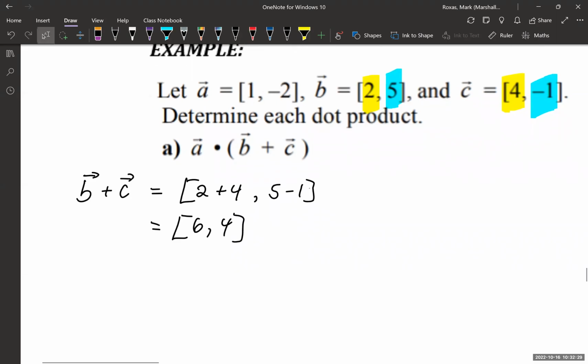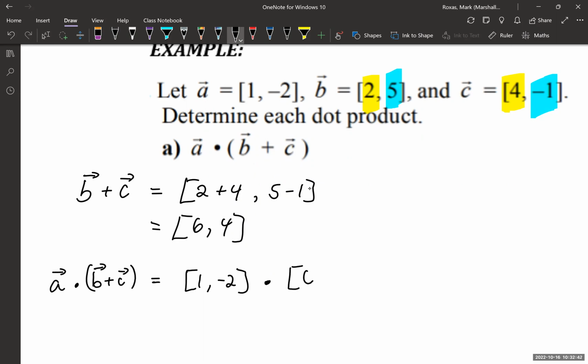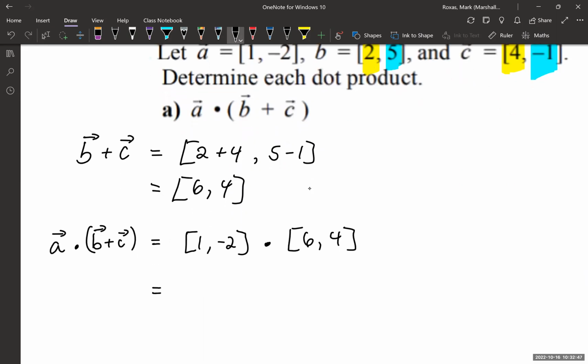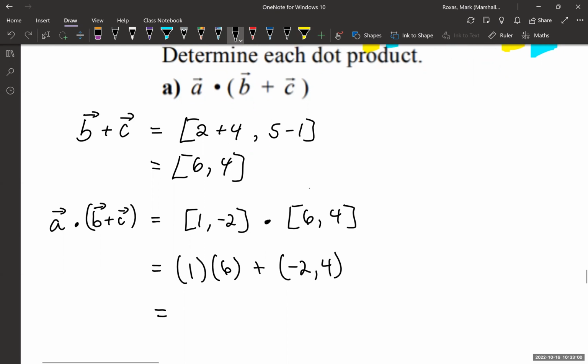Now, if I'm doing A dot (B plus C), I'm going to take vector A, which is 1 and negative 2, and dot it with B plus C, which we just calculated to be 6 and 4. When you're doing the algebraic or Cartesian dot product, you have to multiply their components. So it's the x components first, 1 and 6, plus the product of the y components, negative 2 and 4. The final result is 6 minus 8, which is negative 2. So there's your answer.